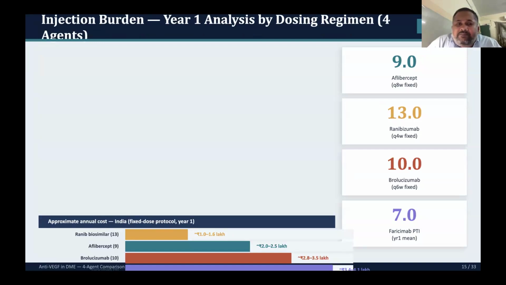So again, for aflibercept, what we looked at in the first year for injection dosing: after a Q8 weekly fixed dose interval, we could achieve a burden of 9. For ranibizumab at Q4, we could achieve an injection burden of 13, which was the highest. Brolucizumab at 10, and faricimab with the lowest at 7. So faricimab, of course, at the top, but aflibercept not very far behind in terms of long-term injection burden.